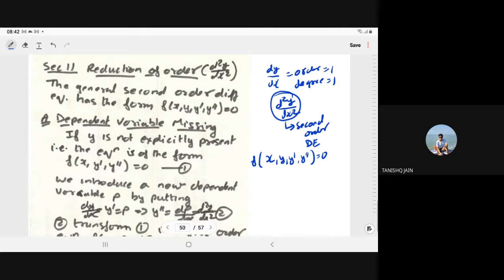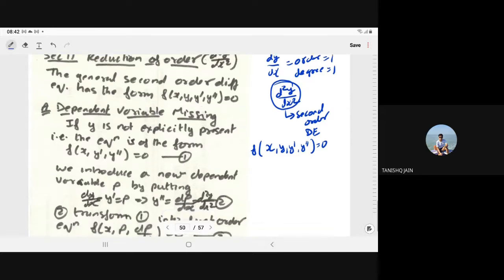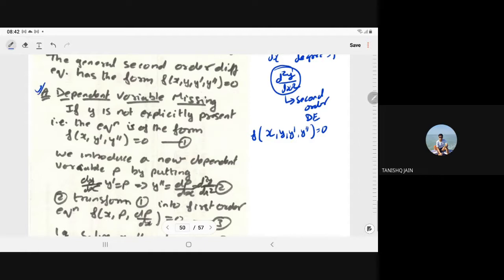Till now, you know how to solve the first order differential equation. So some special types of second order differential equation you can solve by the current knowledge of how to solve the first order differential equation. What are those special cases? In the first case, we assume that the dependent variable is missing. Dependent variable is missing means there is no term of y in the equation. There must be only the independent variable, first derivative and second derivative.